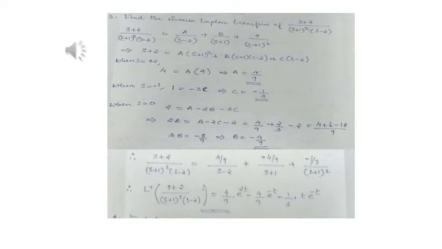Then s plus 2 gives a into s plus 1 the whole square plus b into s plus 1, because one s plus 1 is there as denominator for b, so b into s plus 1 into s minus 2 plus c into s minus 2. Now when s is equal to 2, we will get the coefficient of b and c as 0, so the value of a will be 4 by 9. When s is equal to minus 1, we will get the coefficient of a and b as 0, and the value of c is minus 1 by 3.